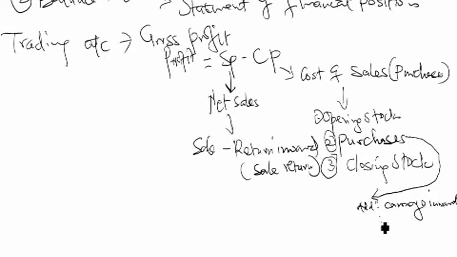The other cost that will be added to the purchases is freight charges. This is, for instance, when you imported your product, so you have the freight charges. What are the other accounts that are involved in this?